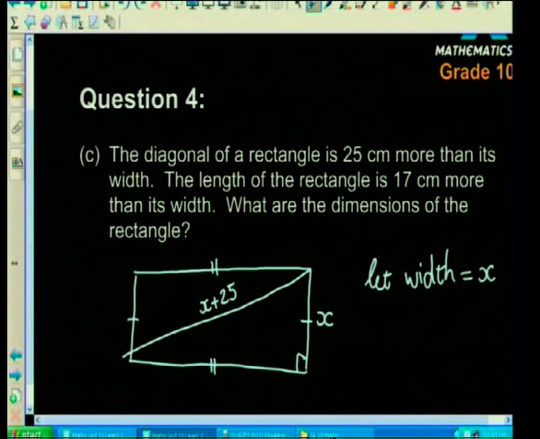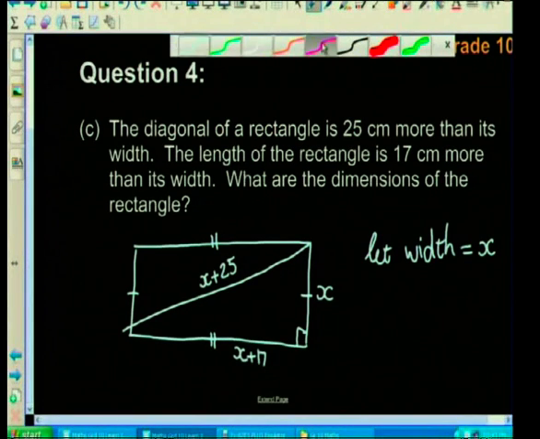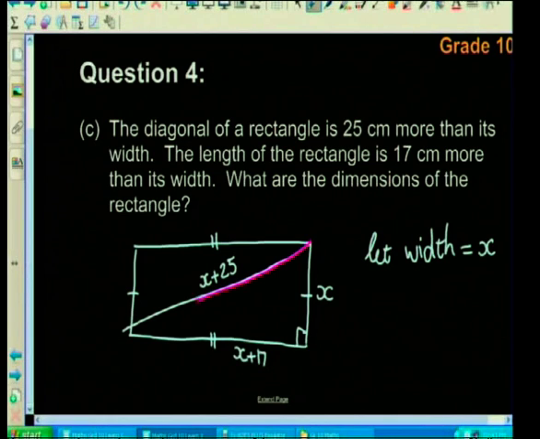The length of the rectangle is 17 centimeters more than the width. And there we go. Now if you look at this, it looks like a very mixed up picture. However, if you look a little closer, you have all the measurements for a right angled triangle. And at this point you must be thinking Pythagoras. Remember, Pythagoras is when the hypotenuse squared is equal to the sum of the other two sides squared. Let's apply this rule to this picture.